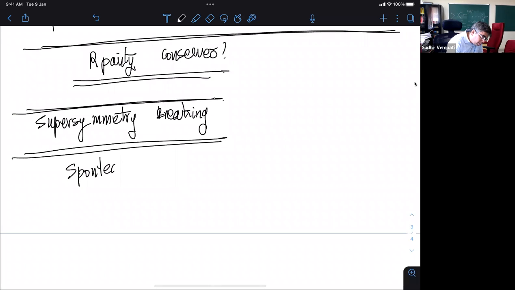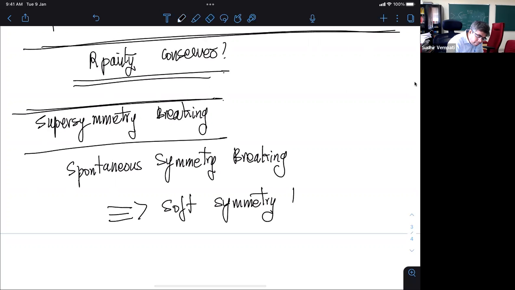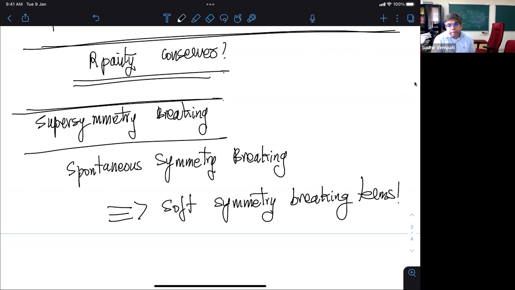Spontaneous symmetry breaking always gives you soft symmetry breaking terms. That's the reason why we like spontaneous symmetry breaking. Okay, one second, I'll just close the door. Somebody opened it.